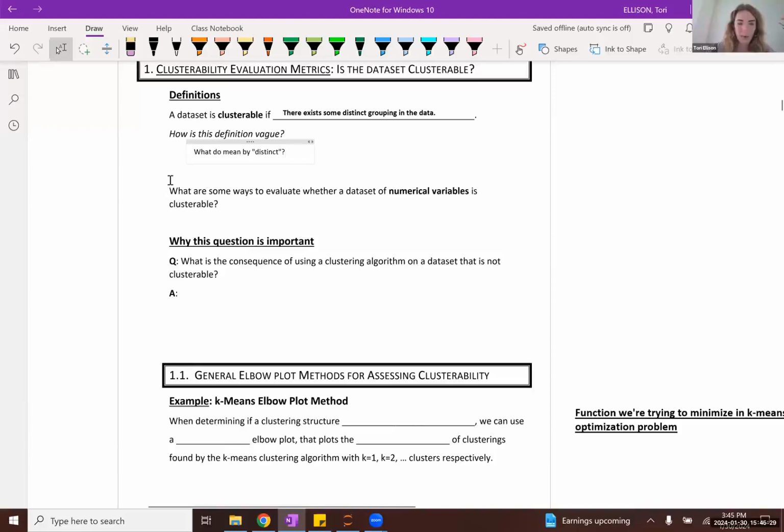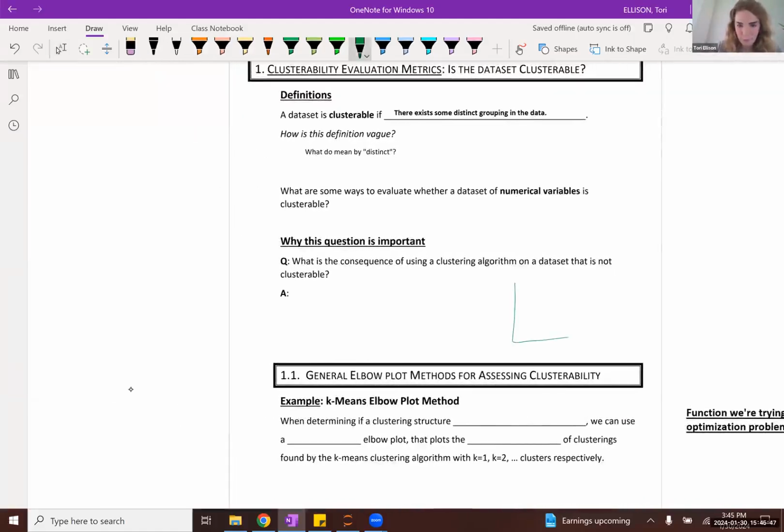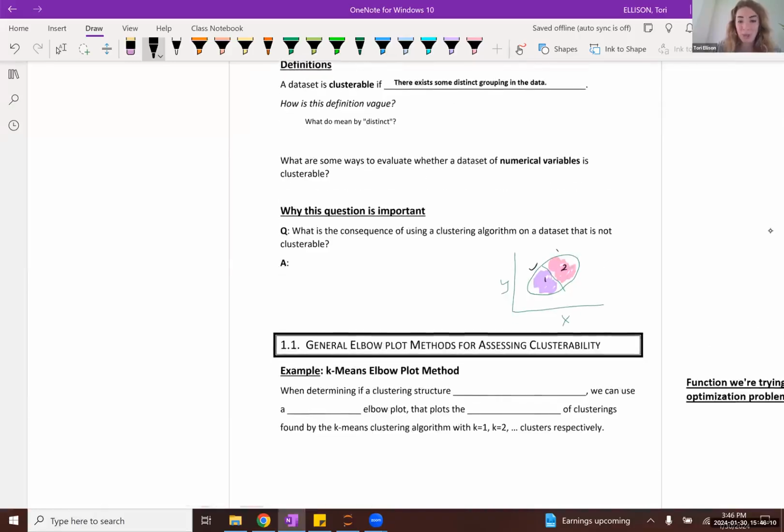What are some ways that we might go about evaluating or answering that question, specifically for a set of numerical variables? And we also want to think about why this question is important. Let's just say, for instance, we have this data set that is basically just a blob of points, and we apply k-means to that data set. Let's say we cluster it into 2 clusters, and we simply return that to our client and say, here's the set of observations that belong to cluster 1, and here's the set of observations that belong to cluster 2.